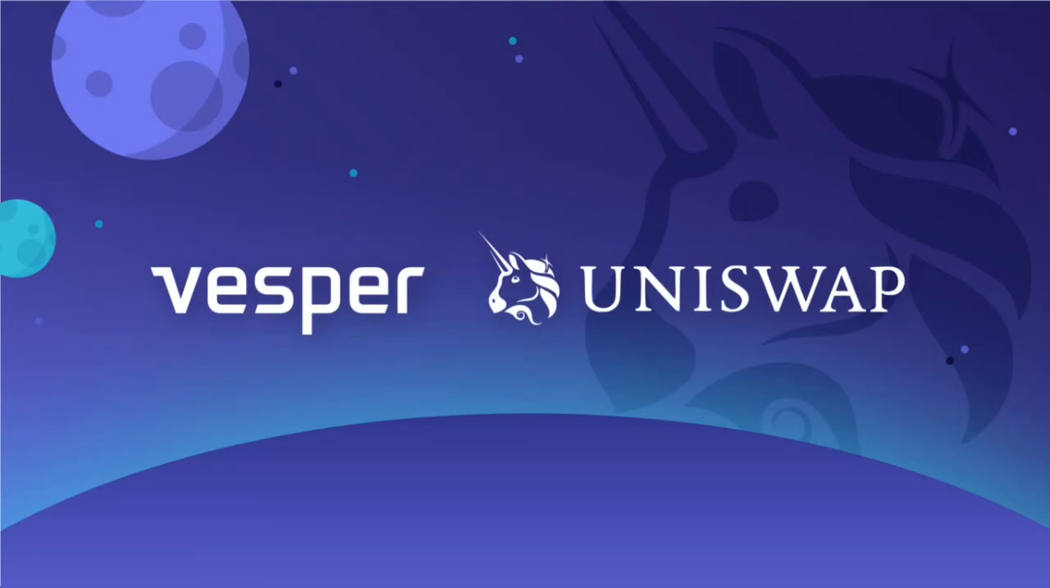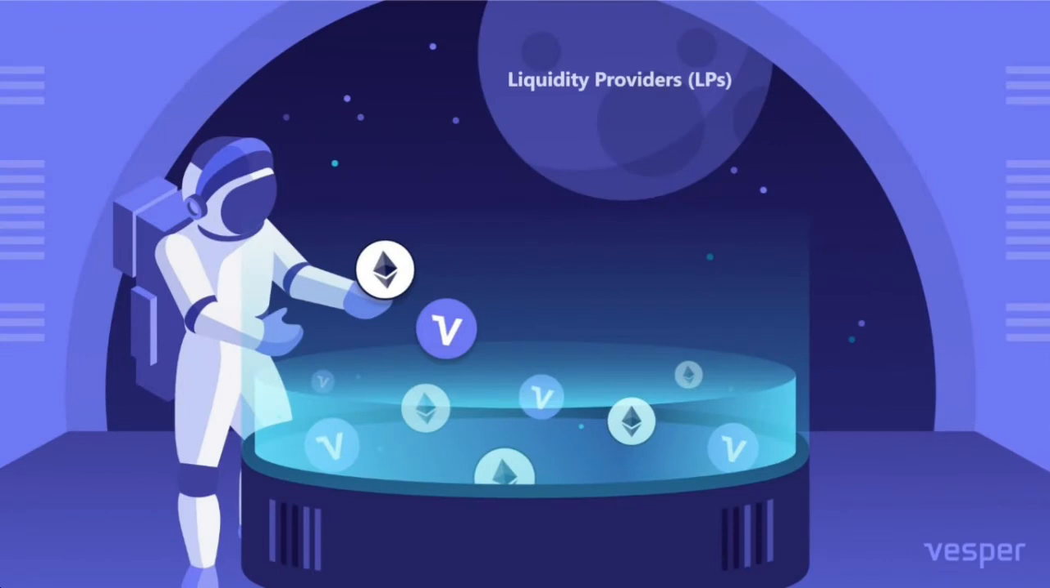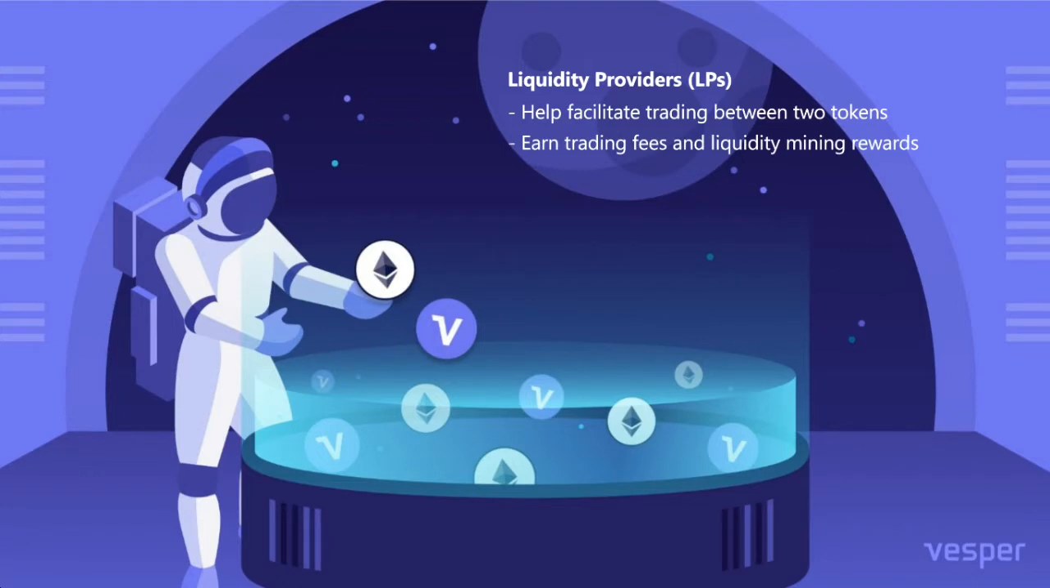In this video, I'm going to show you how to provide liquidity between VSP and Ether on Uniswap. Liquidity providers, or LPs, help to facilitate trading between two tokens. LPs are compensated by earning trading fees and may also receive liquidity mining rewards.